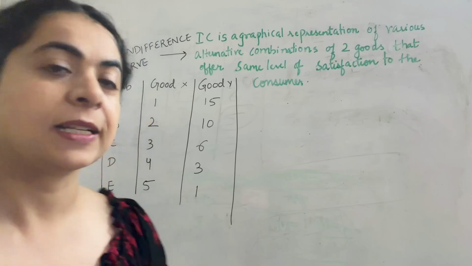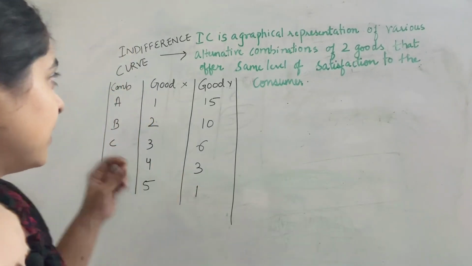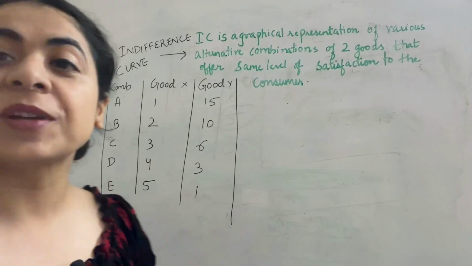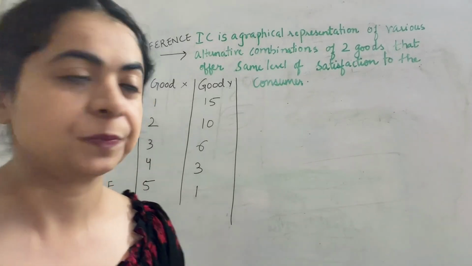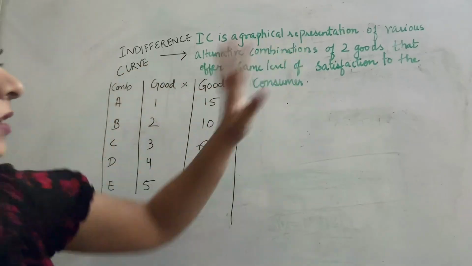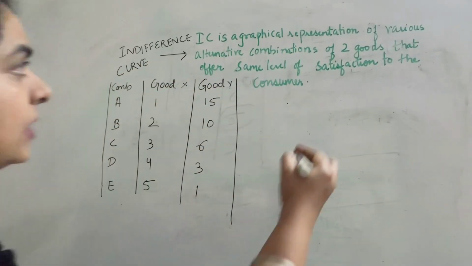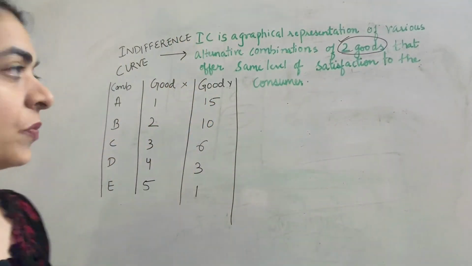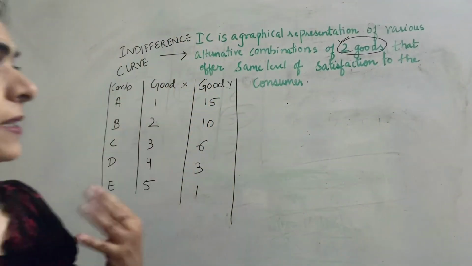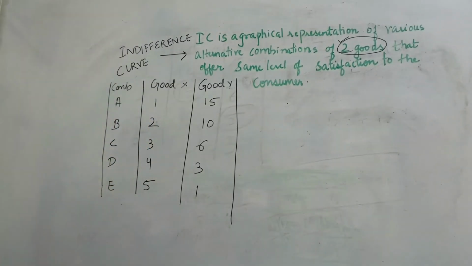Today I'm going to explain the concept of the indifference curve and its properties. The indifference curve, as the name itself suggests, shows that the consumer is indifferent among all the available combinations. It is a graphical representation of various combinations of two goods. Here we have assumed that the consumer is consuming only two goods that offer the same level of satisfaction to the consumer. So let's understand this.